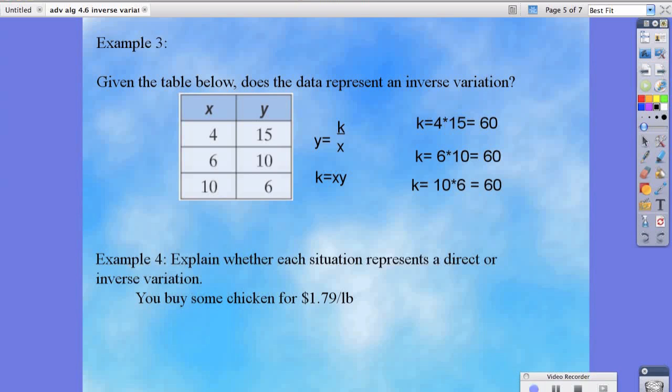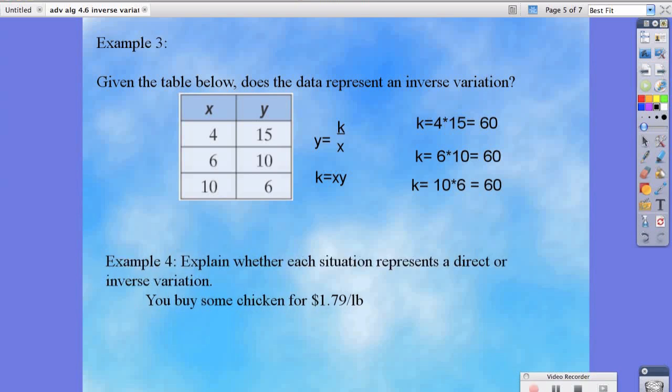Now let's look at example 4. It says, explain whether each situation represents a direct or inverse variation. You buy some chicken for $1.79 per pound. All we need to do is think about whether this is direct or inverse. Whether the number of pounds that we buy also increases the amount that we pay, or if it's the complete opposite: the more pounds we buy, the less we pay.